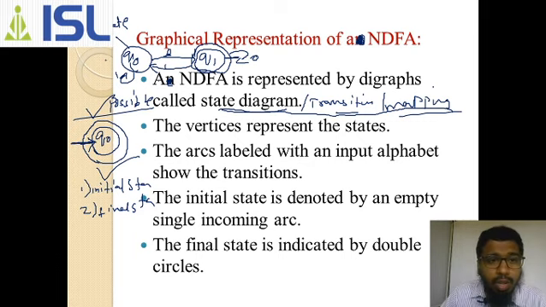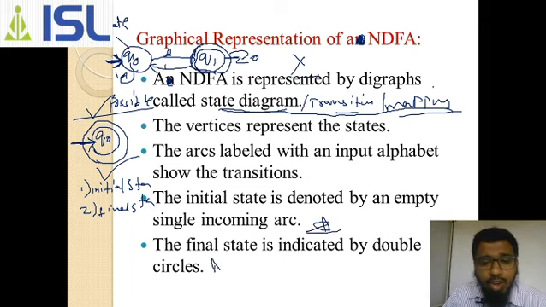If you forget to draw the initial state and the final state in the state diagram, then your whole diagram will be wrong. So this is very important. Don't forget the initial state, don't forget to show the final state. These two are very important. The final state is denoted with a double circle.